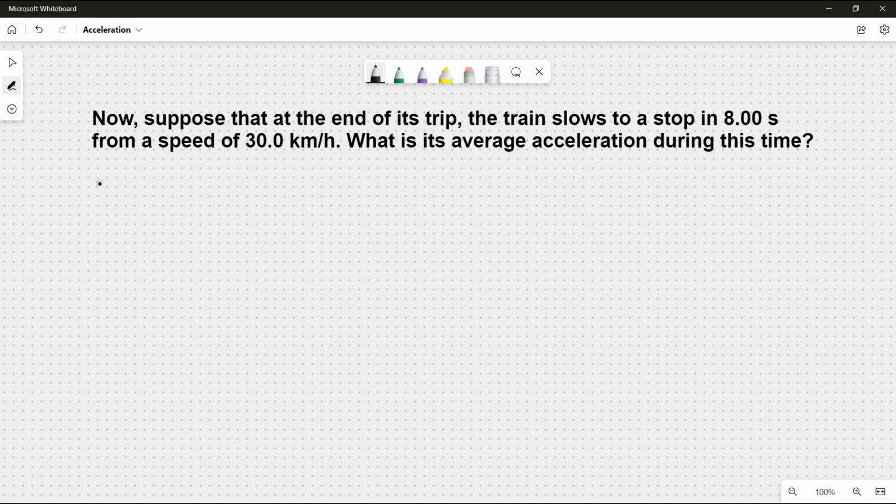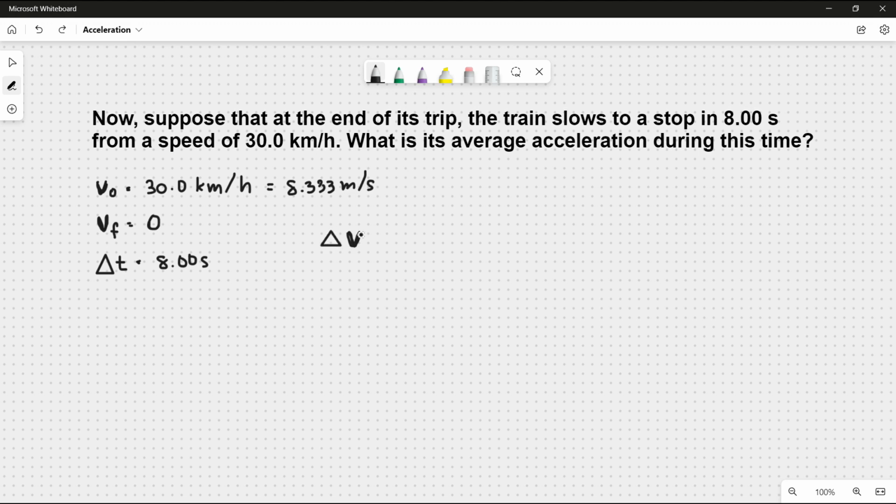So first we have to identify the knowns. Our initial velocity is 30 kilometers per hour. Final velocity is 0. And change in time is 8 seconds. Next is to convert the units. So from the first problem, we know that 30 kilometers per hour is equal to 8.333 meters per second.